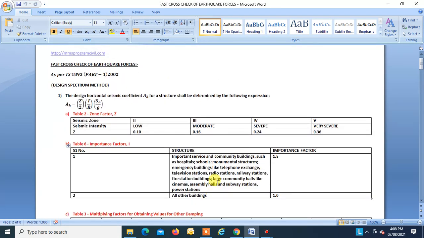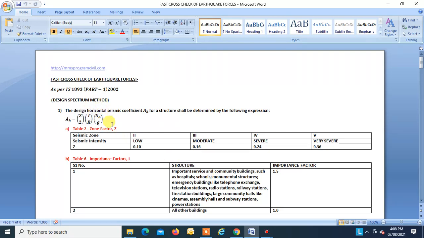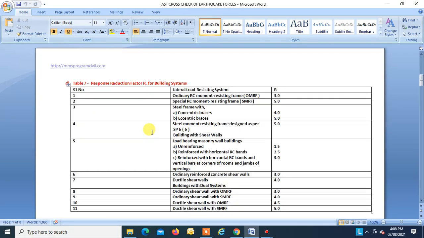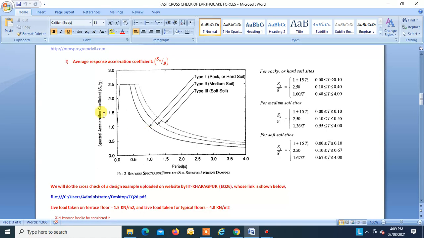Then Sa/g. Sa/g is the average response acceleration coefficient. This is the figure given in the code for 5% damping. Three graphs are shown over here. This is for type 1 soil, that is rock and hard soil. This is for type 2 soil, that is medium soil. This is for type 3, that is soft soil.